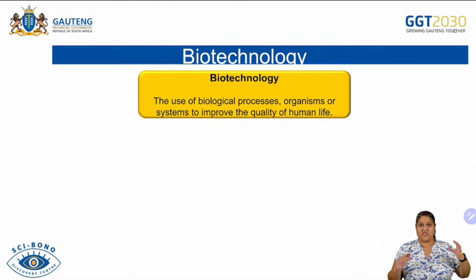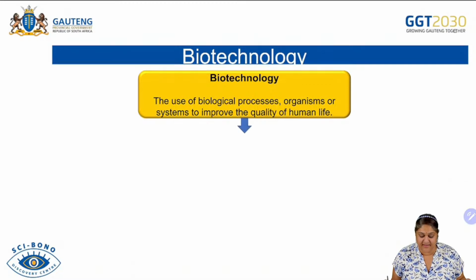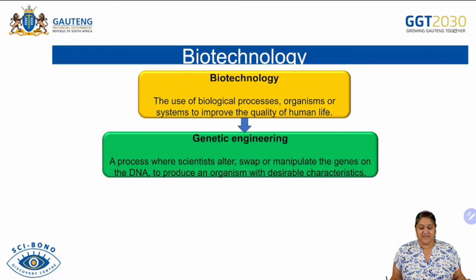So biotechnology is our broad term, and then under that we need to learn about genetic engineering. And genetic engineering is a process where scientists alter, swap, or manipulate the genes on the DNA to produce an organism with desirable characteristics. Okay, so in this one, they are now swapping and manipulating. This is the actual process of them swapping and manipulating the genes of the DNA so that they can produce an organism with characteristics that they want.